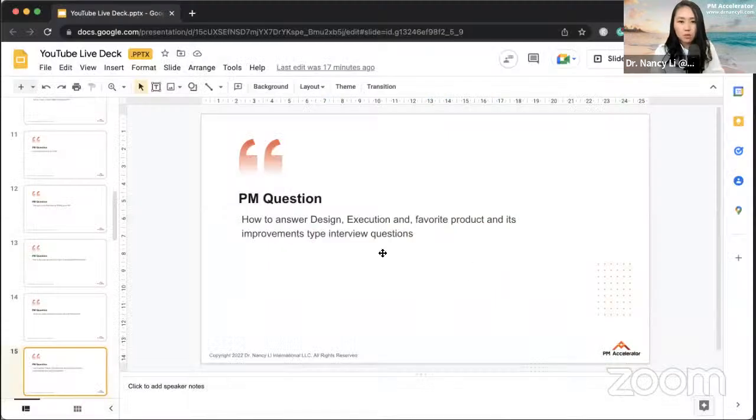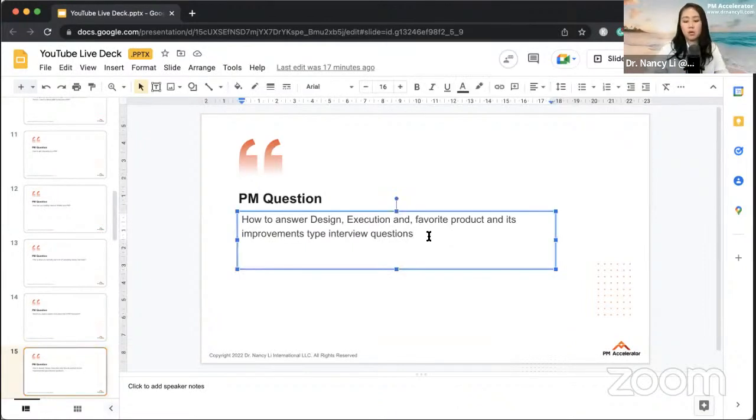Okay, so this question about execution. When we talk about execution, the way we do it is called my computer science PhD framework. Let me type here so you can understand: I invented my own framework, my CS PhD framework, my computer science PhD framework for product execution questions.